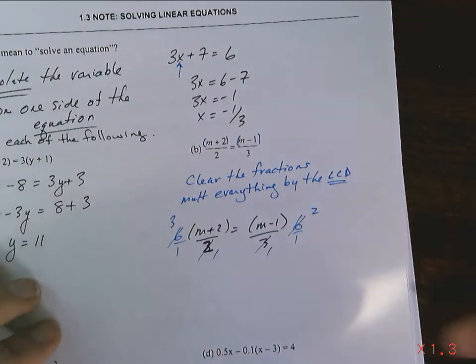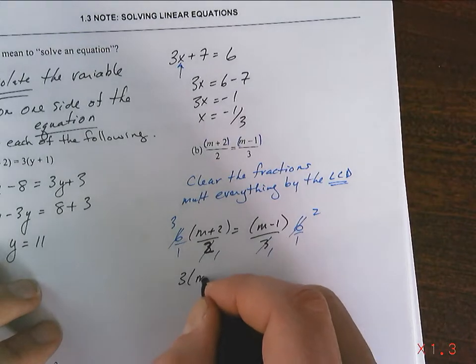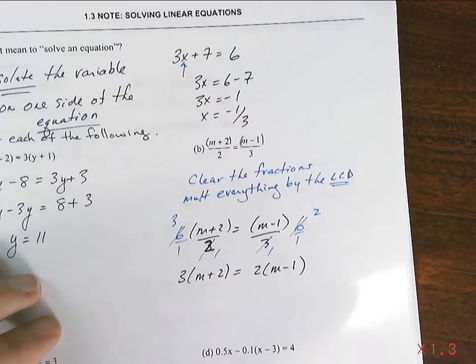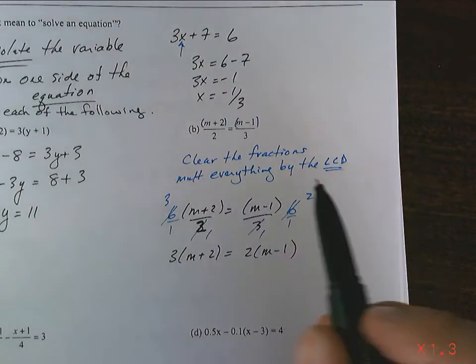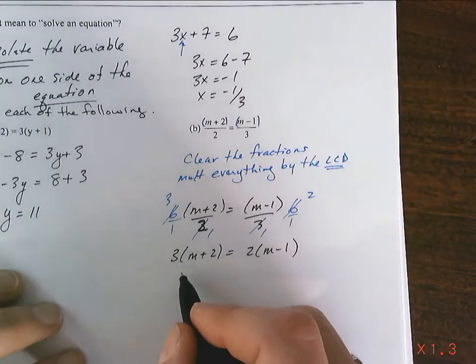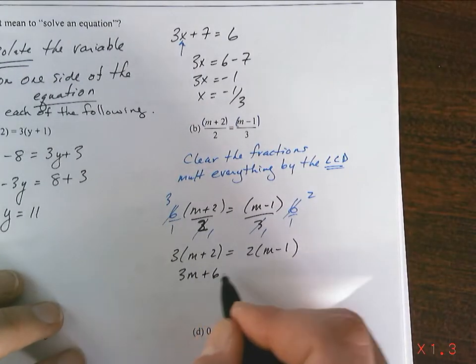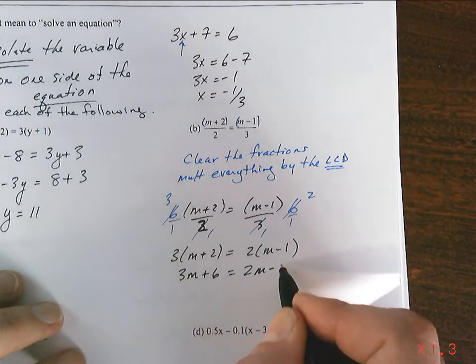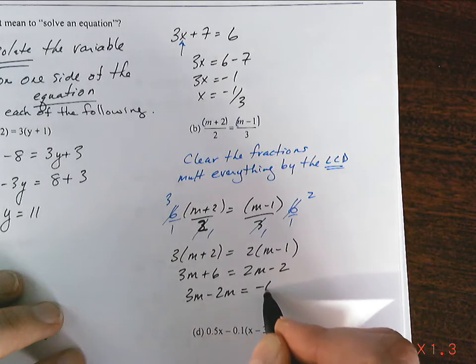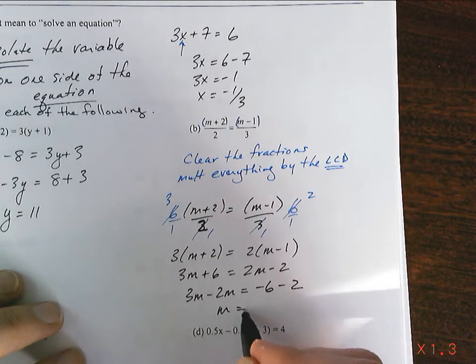And basically what you've done is you've created a new question that no longer has any fractions. Hence the term, clear the fractions. The fractions are gone. So then you're left with a simple question that we've already handled. So it's going to be m equals negative 8.